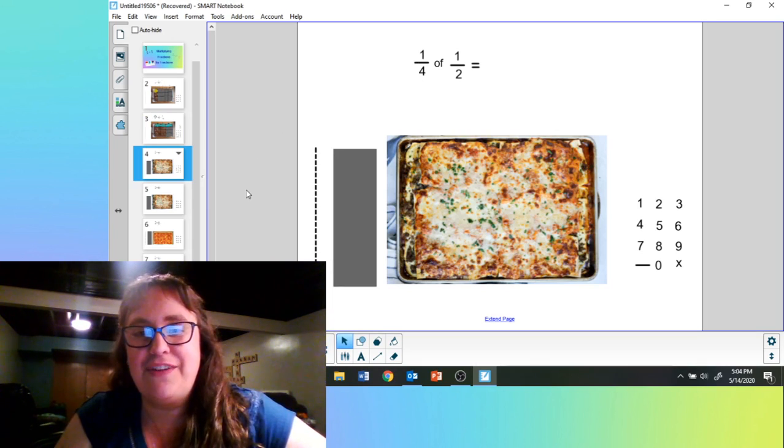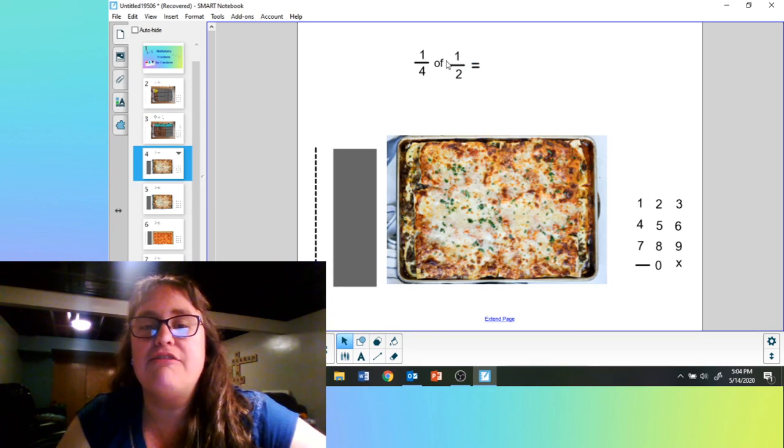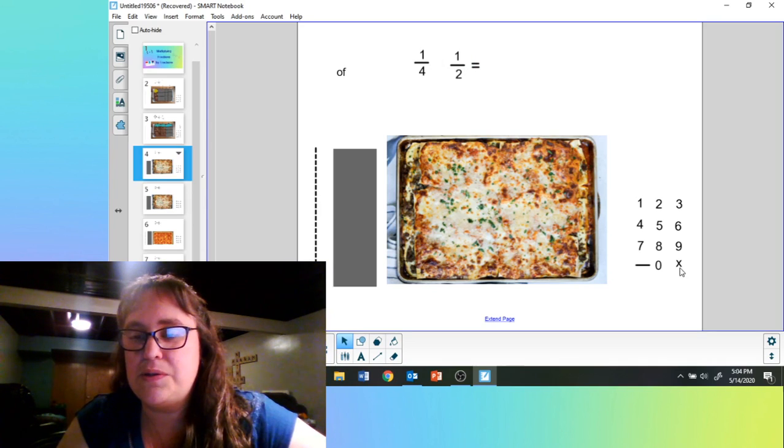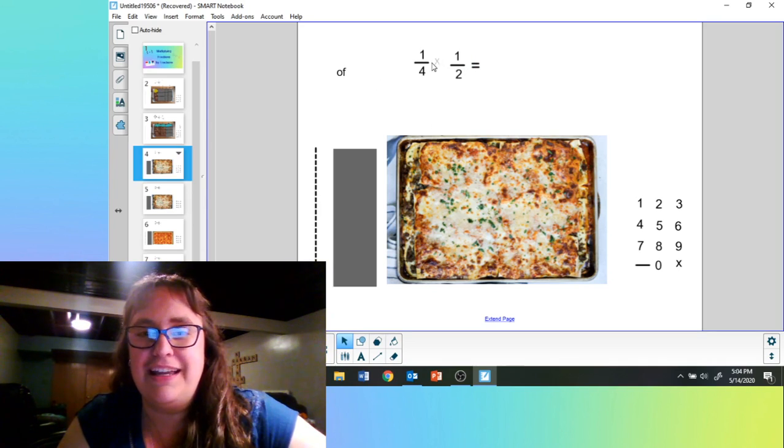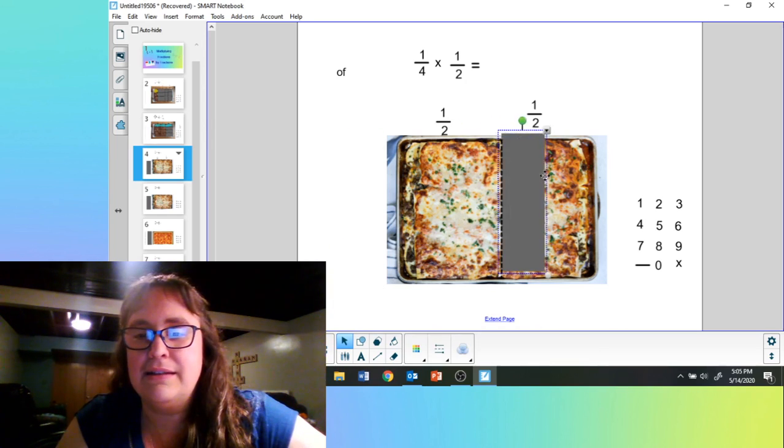Lasagna, one of my kids' favorites. 1/4 of half. Of means to multiply. Even if you just learned that, I'll be excited. All right, half. So we've got half the pan. So we've got half here and the other half over here. So half of it was eaten. The other half is what's left.